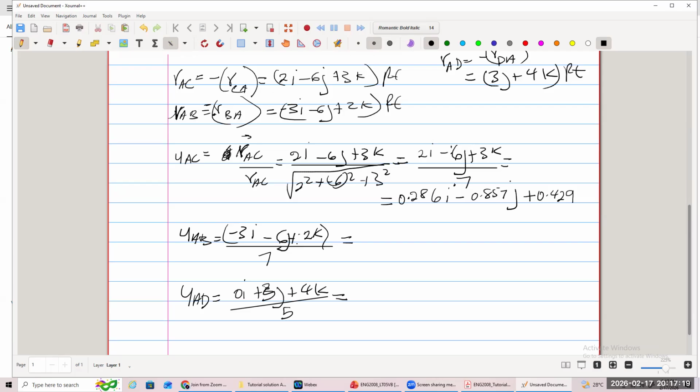So that would have been your unit vector. This is UAC, so persons can see it clearly. That is that one. The next one now, that is AB. AB should give you minus 0.429 i. And then the other one should give you what now? What do you get for this one?